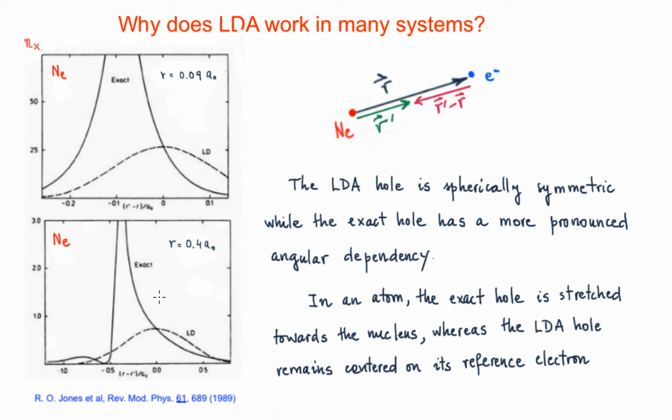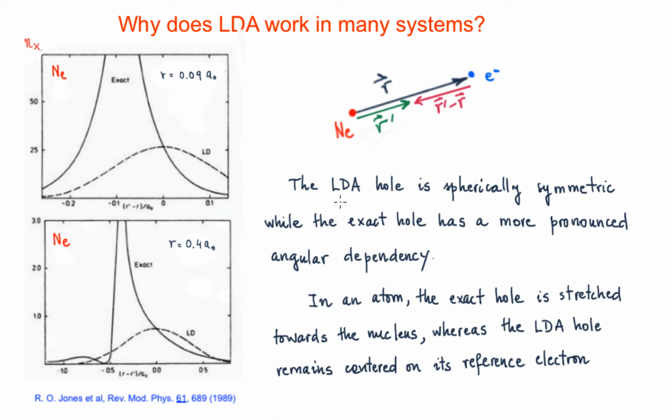So there are many differences. Just to make a brief summary of these differences, we can see that the LDA hole is spherically symmetric. That's important. That's what we have said before. With respect to a reference electron, you have all points where r prime minus r are the same. So all the points distributed in this sphere have the same exchange hole.